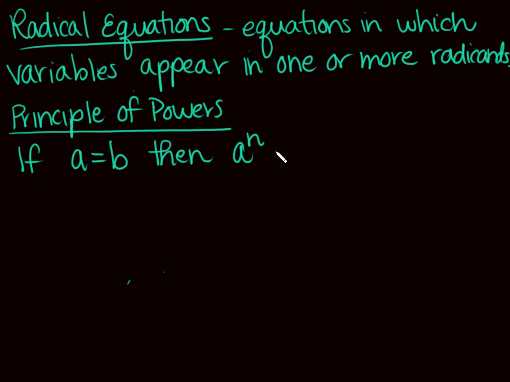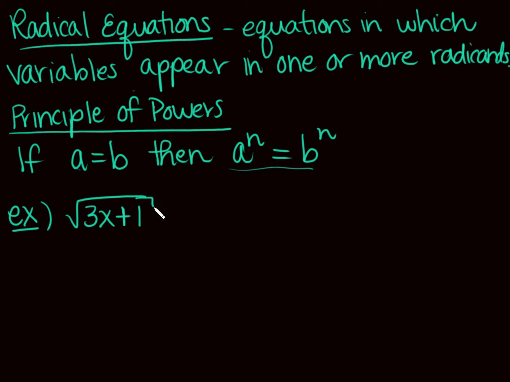The principle of powers says, if A equals B, then I can raise both sides to whatever exponent I want. As long as I have equality, that equality will hold even when I raise both sides to whatever exponent I want. So you're going to see where this is going. For example, what if I had the square root of 3x plus 1 equals 4? Just like with rational equations, my goal was to get rid of the fraction. In radical equations, my goal is to get rid of the radical. So I want to get rid of any roots, and to do that I'm going to use this principle of powers.